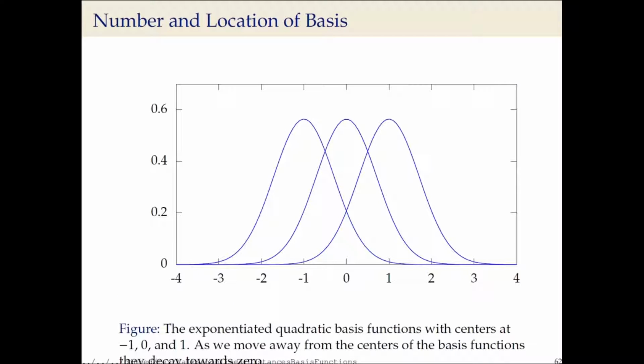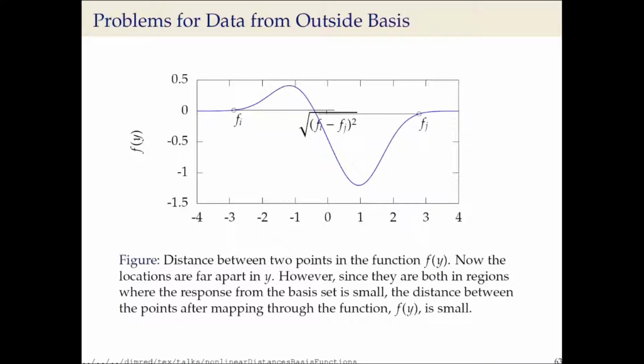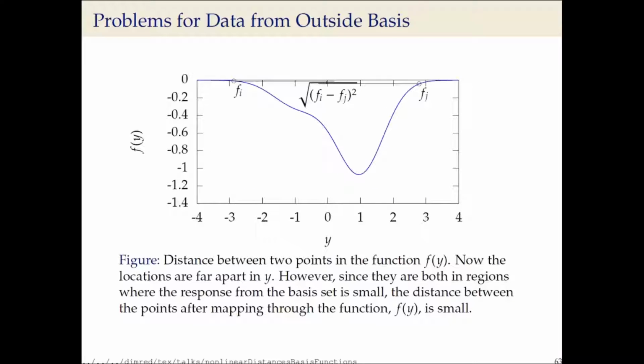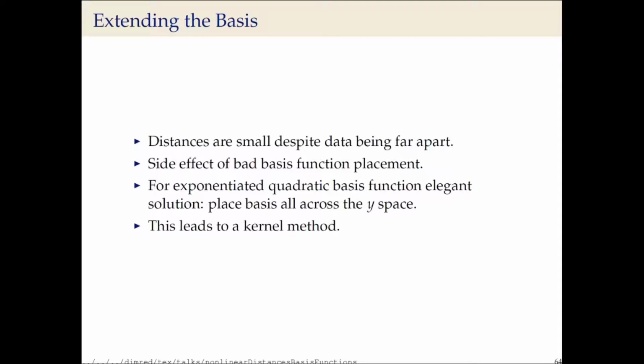What happens, though, if our basis functions are here and we start seeing points at the outside here? So these 2 points at -3 and 3 are a long way away from each other. But because the basis functions are at 0, they map down to be very close. So this can happen when you do this sort of thing. When you do these types of mappings, you can take things that are far apart and map them to be close. So this is actually quite a bad idea. Distances are small despite the data being far apart, and that's a side effect of bad basis function placement.